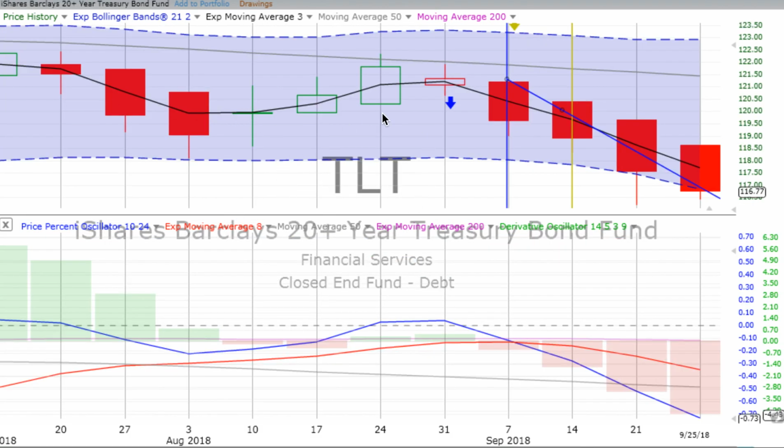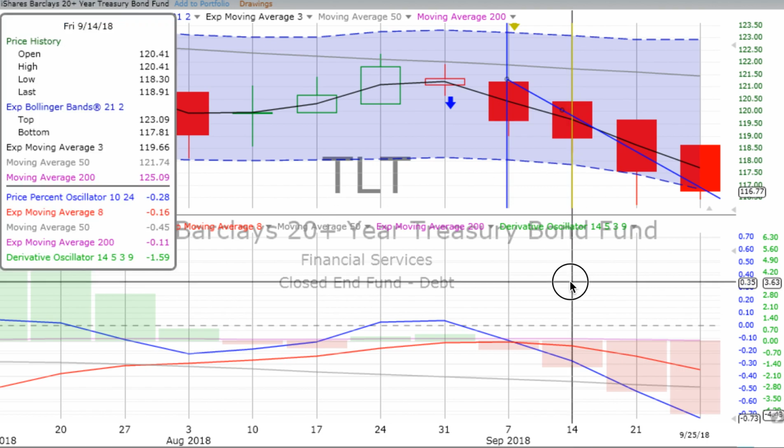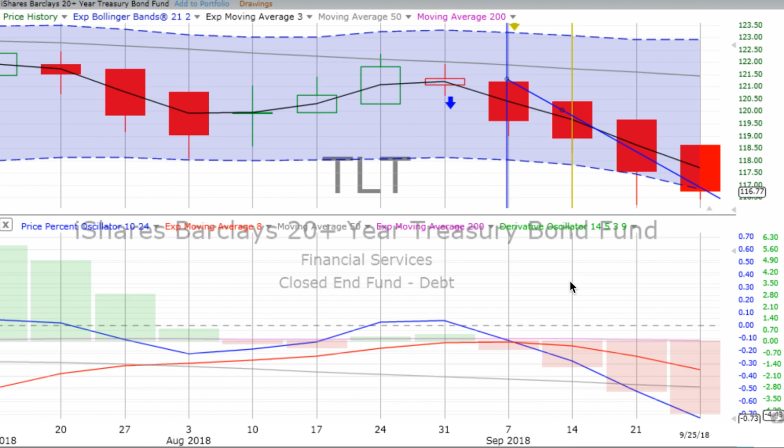Now, TLT, 20-year bonds. Remember, we had that weekly vertical crossover going down back on the 14th. That was the week ending the 14th of September. We're going into our second week of down movement. My friends, that is the beauty of the weekly vertical crossover going down. That's that big wave crossing over, jumping into that down move and riding that pony, as we like to say.